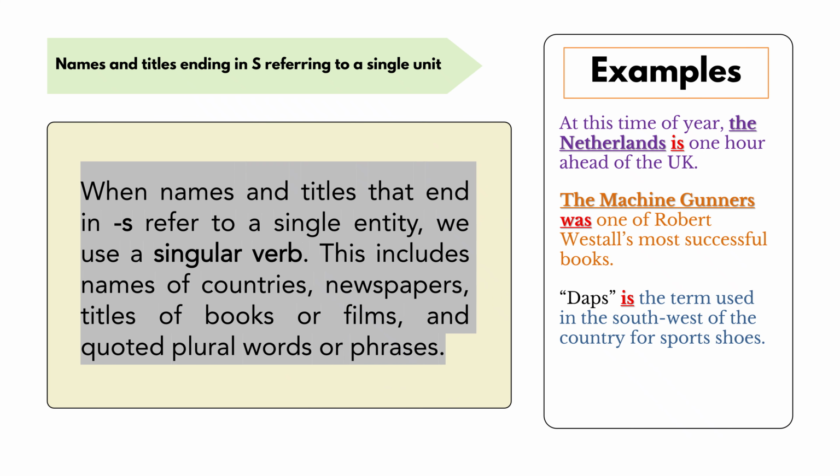Thank you. Now, there are some names and titles ending in S referring to a single unit. When names and titles that end in S refer to a single entity, we use a singular verb. This includes names of countries, newspapers, titles of books or films, and quoted plural words or phrases. Let's have some examples. At this time of the year, the Netherlands is 1 hour ahead of the UK. You might think, okay, Netherlands, that's a plural. No, it's just one country. That's why we say is.